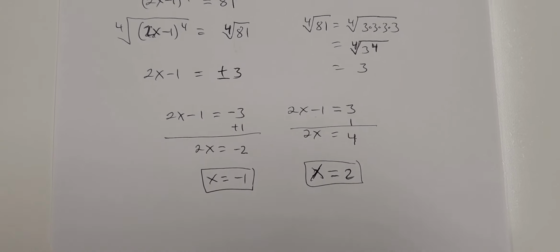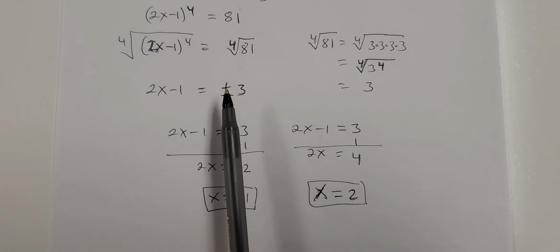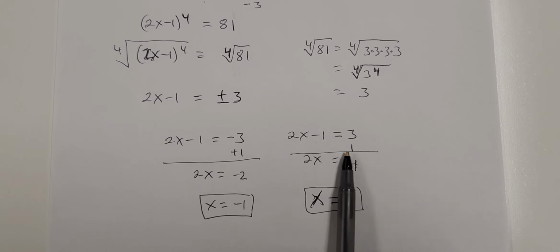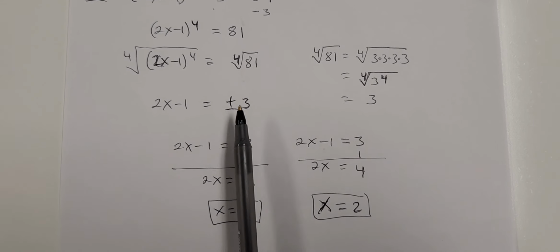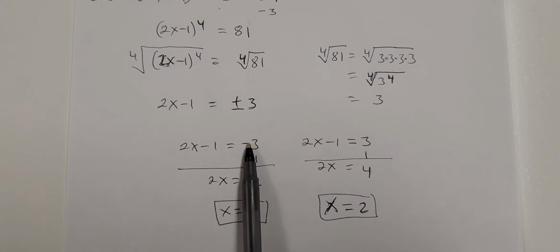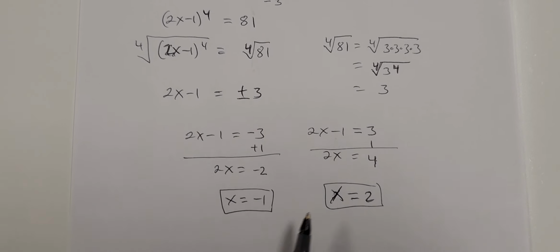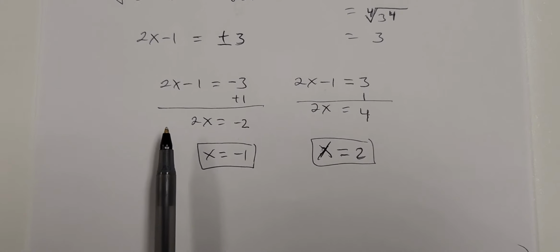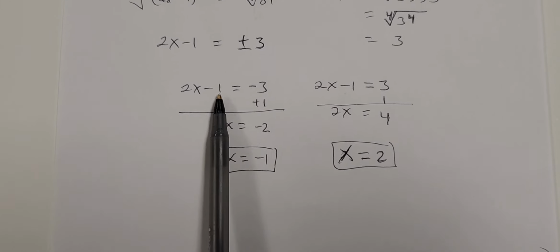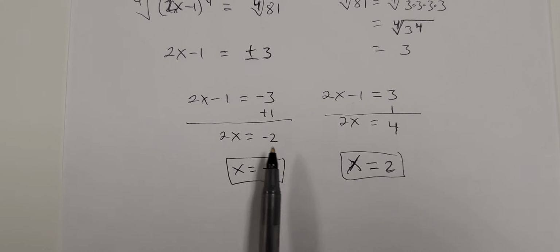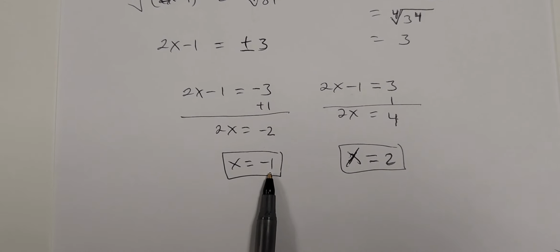Next, you want to separate into the left side and the right side. The left will be minus 3. The right will be positive 3. One more time, there's a plus and minus, so negative 3 on the left, positive 3 on the right. And then after that, just basic solving. Move the 1 over, it becomes positive. Negative 3 plus 1 gives me negative 2. Divide by 2 gives me negative 1.